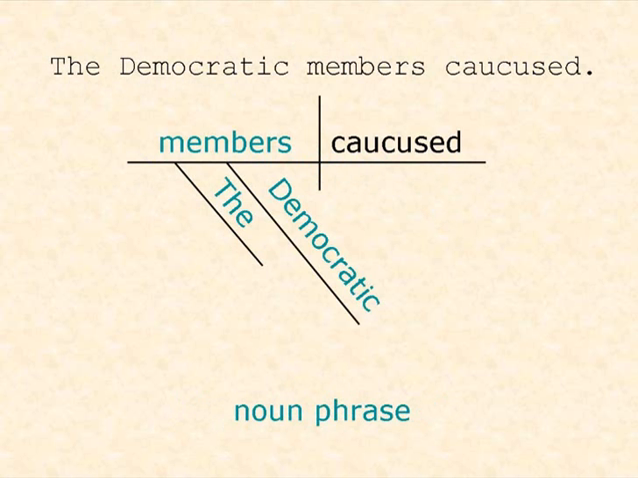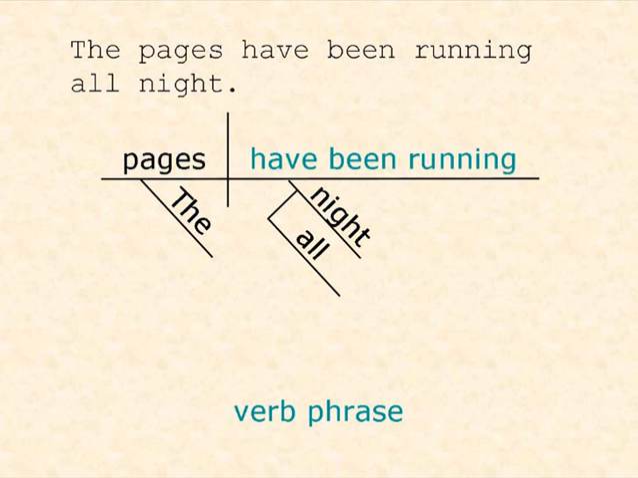Here we begin to see phrases. This slide shows the noun phrase. The noun phrase is the Democratic members. Nice. Have been running is the verb phrase in this diagram. So those pages have been running all night.